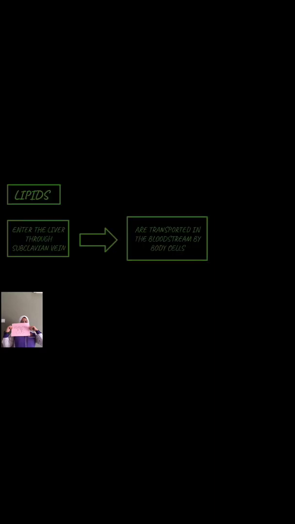Next is glucose. Excess glucose is converted into glycogen and stored in the liver. When blood sugar level falls, the stored glycogen is converted back into glucose. Once the glycogen store is full, excess glucose is converted into lipids. Lipids enter the liver through the subclavian vein and are transported in the bloodstream to body cells.